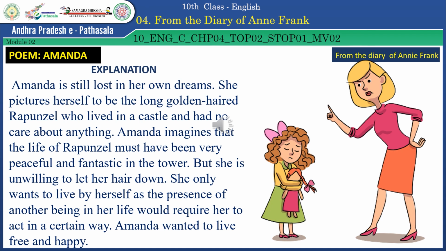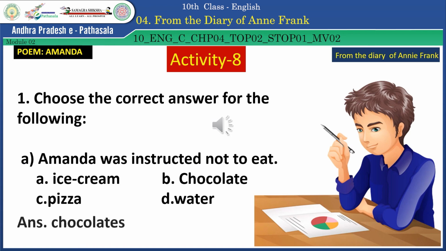Children, now we will do another interesting activity. Get ready. Children, here is your activity. Choose the correct answer for the following. Question is, Amanda was instructed not to eat. Option A, ice cream. Option B, chocolate. Option C, pizza. And option D, water. Answer is chocolate. Well done, children.